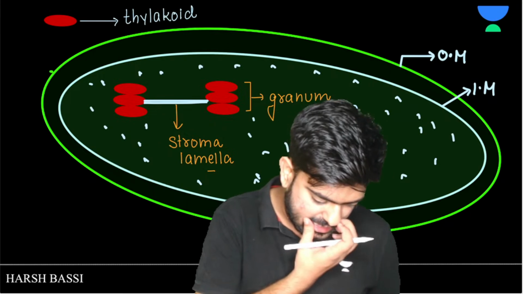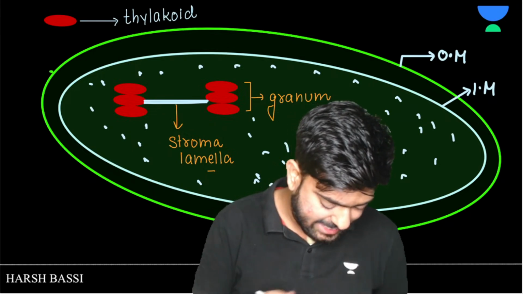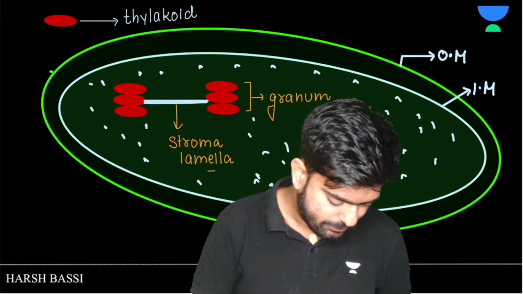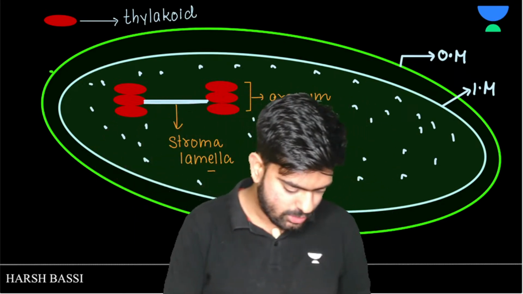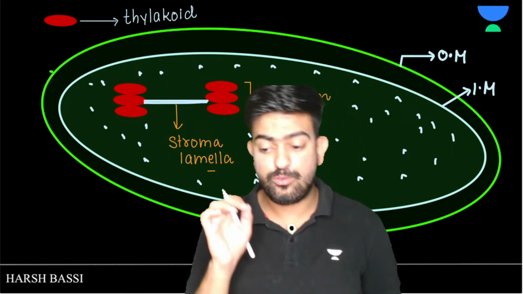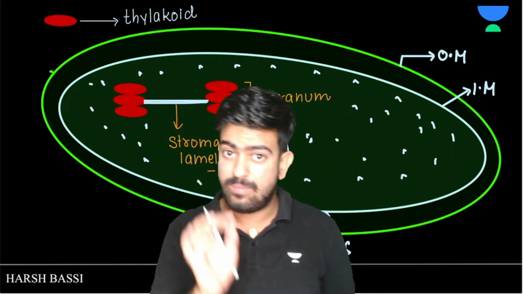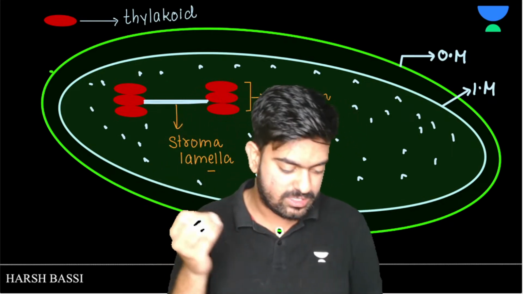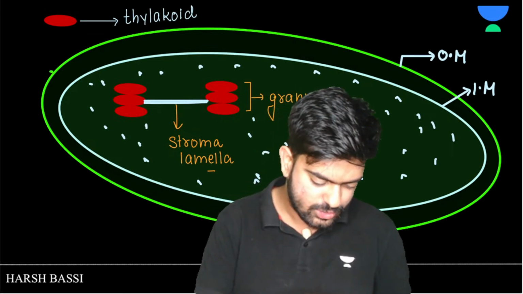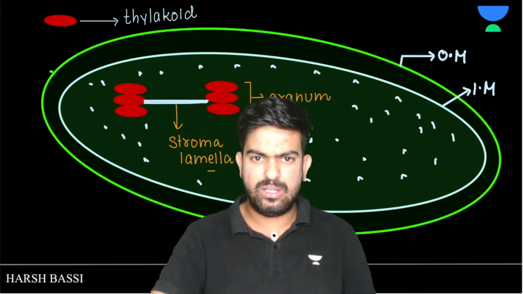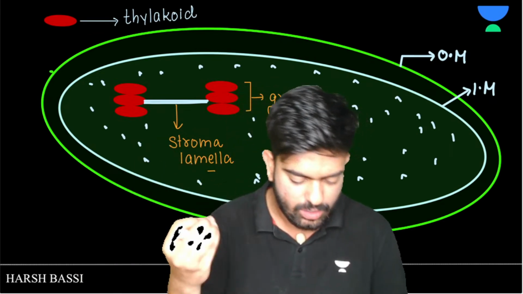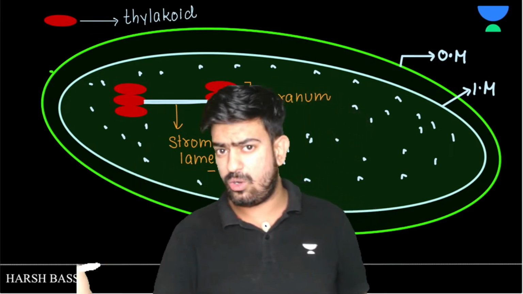Any doubts in this structure? Let me know in the comment section. No? Great. I hope you won't get confused any time now about which is stroma, which is granum, which is thylakoid, and which are the other things. There are some more structures present here, which are lipid granules, starch granules, ribosomes and all those things.